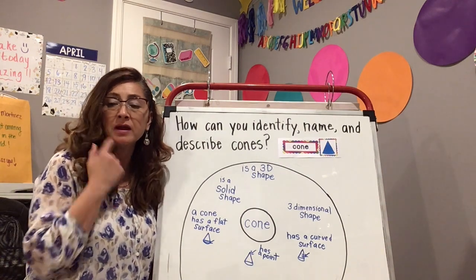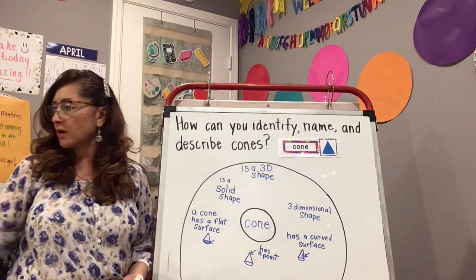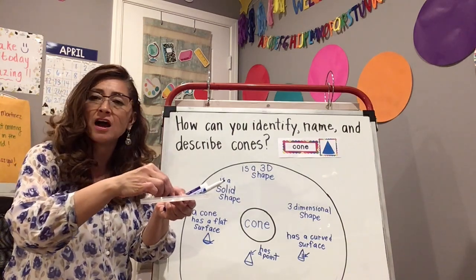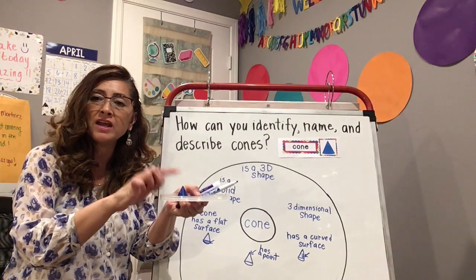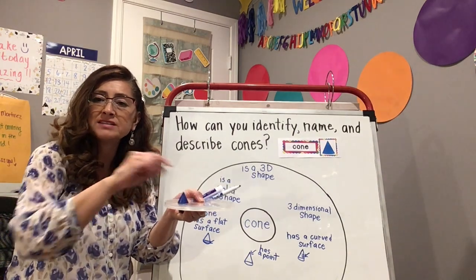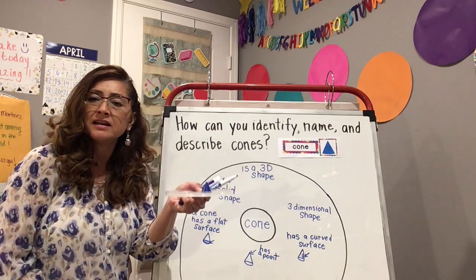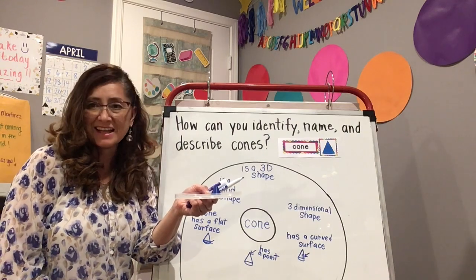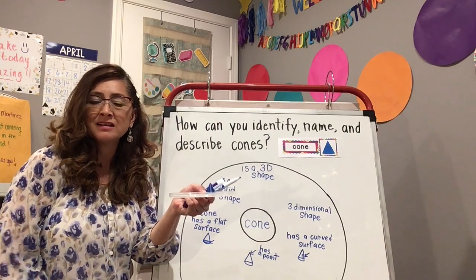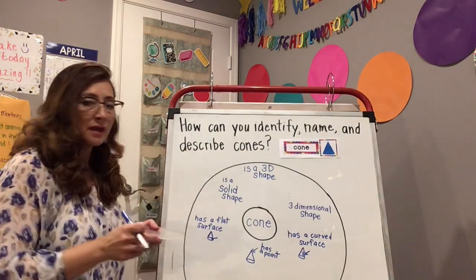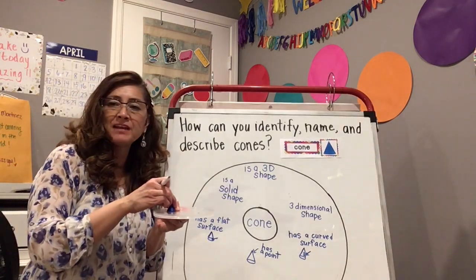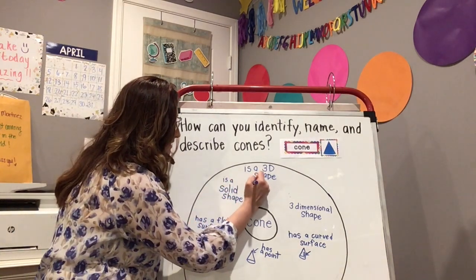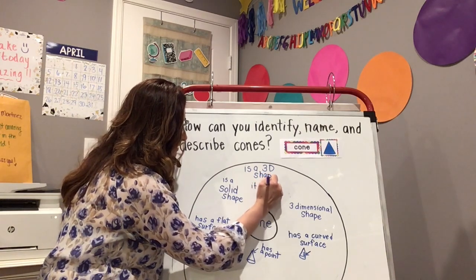Anything else you remember? Maybe from some of the other lessons that we worked on? Yes, that's right. We talked about a cone can slide. Now, boys and girls, why can a cone slide? Do you remember? Yes, that's right. Because it has a flat surface. Good. A cone has a flat surface and it can slide.